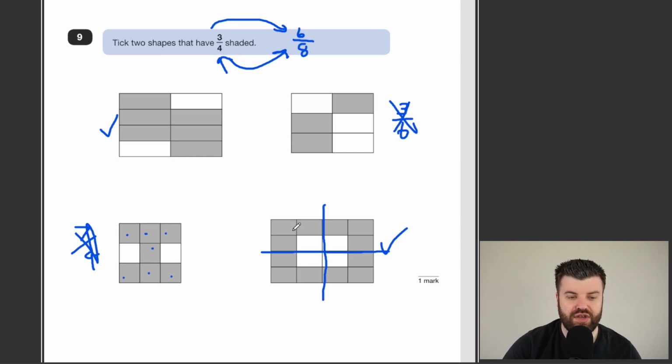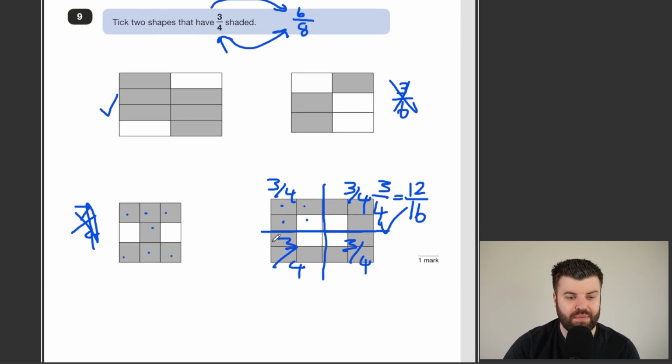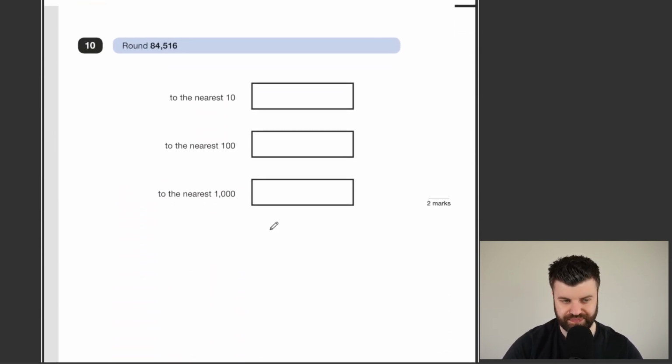Okay. You can see here, look, 1, 2, 3 shaded out of 4 in total. We also have 3 shaded out of 4 here, 3 shaded out of 4 there, and 3 shaded out of 4 here, which again proves that it is 3/4 repeated. Or, like I said before, we could do 12 out of 16, which is equivalent to 3 out of 4 if we multiply both by 4, the numerator and the denominator.